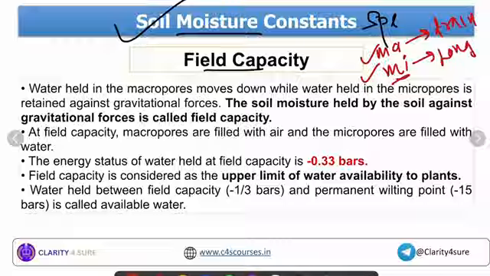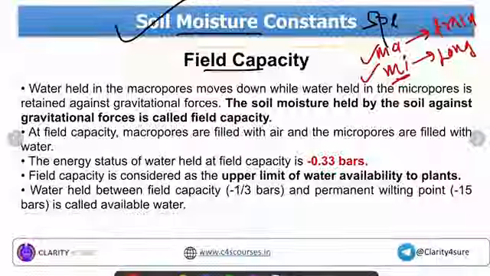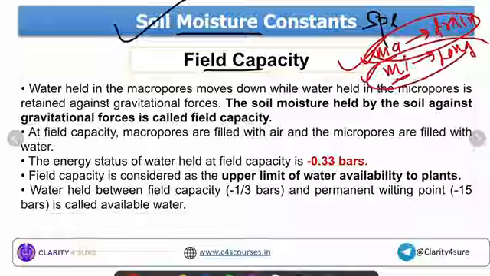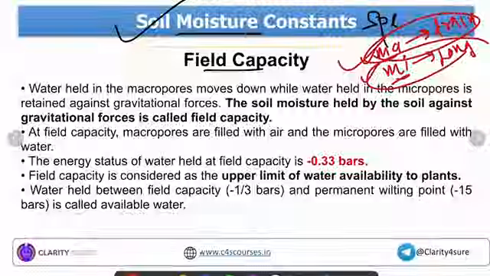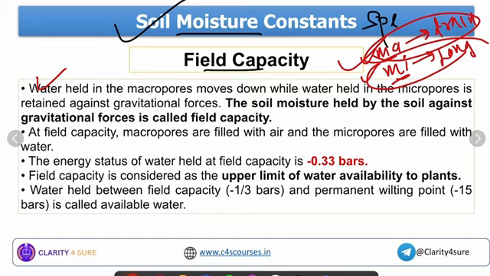So the field capacity is the point where the water which was present in these larger pores has drained out, and the water is now only present in the micro pores. Okay, so let's see the definition of field capacity. The water held in the large pores moves down, while the water which is held in the micro pores is retained against the gravitational force.